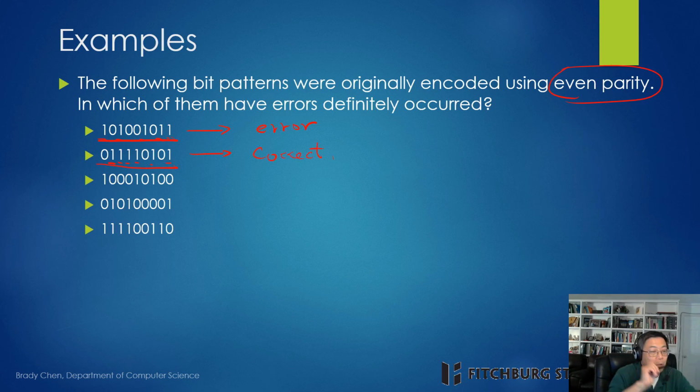Now, when the parity bit detects that there's no error, it doesn't necessarily mean there's no error, okay? It just means we think there's no error, and it's just declared as a correct result. Okay. So now it's your turn.